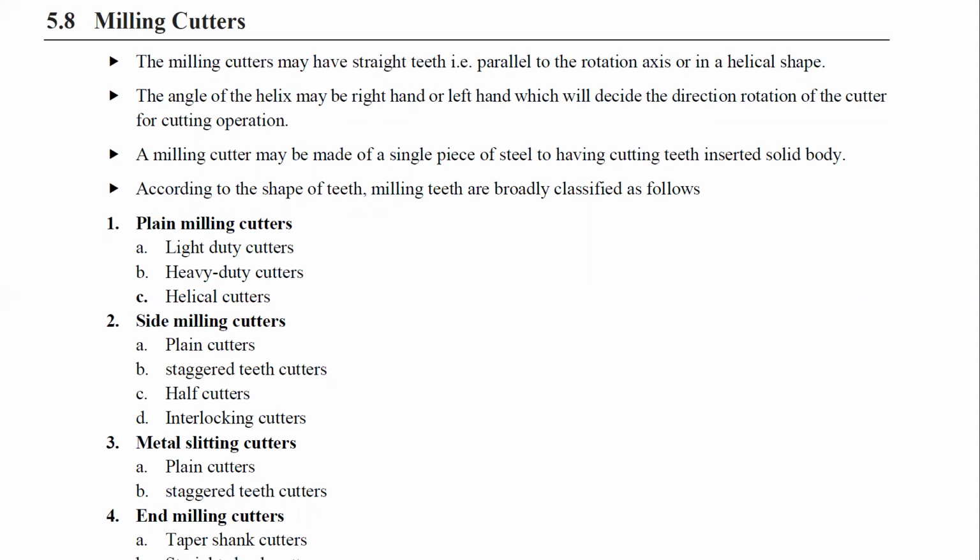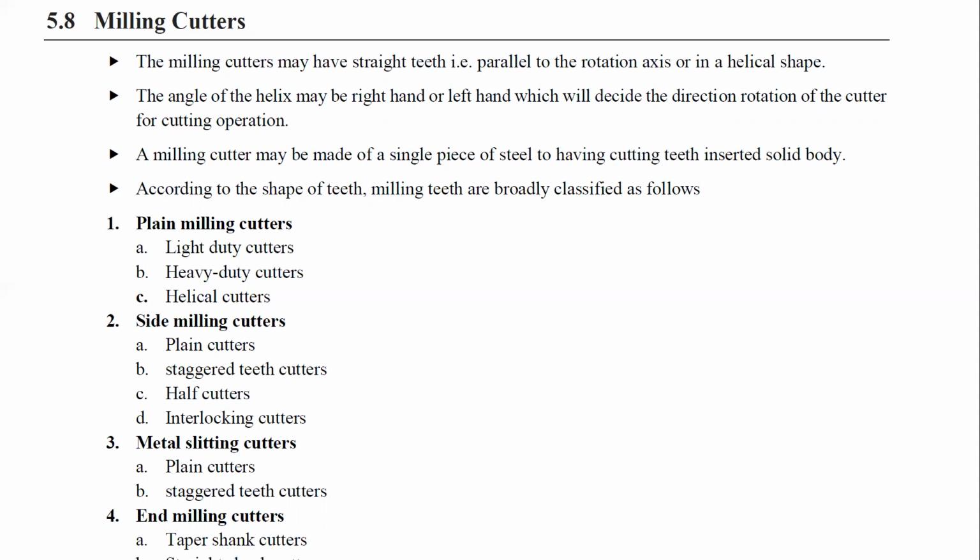A milling cutter may be made of a single piece of steel or have cutting teeth inserted in a solid body. The cutting teeth are inserted separately and the overall part of the milling cutter is made of a single piece of steel.